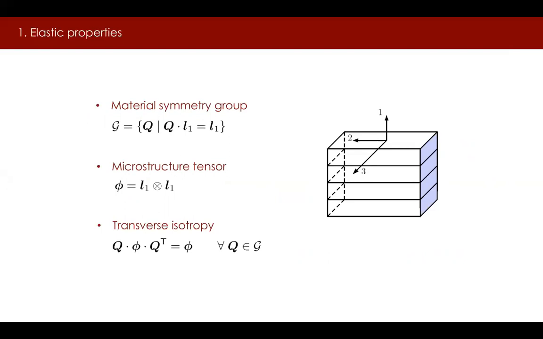But we need to have a more general way of characterizing the geometric orientation of the bedding plane. To define the orientation of the bedding plane, we let L1 denote the unit vector in the direction of the axis of cross anisotropy. The plane of isotropy is then the 2-3 plane. The material symmetry group G defines all proper orthogonal rotation operators Q, possessing the properties of invariance with respect to rotation in the 2-3 plane. The second-order microstructure tensor phi thus defines the geometric configuration of the bedding plane.